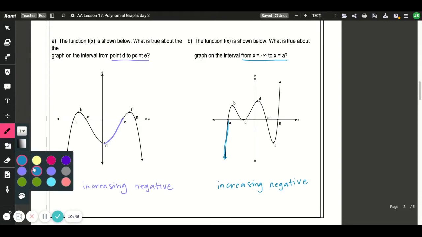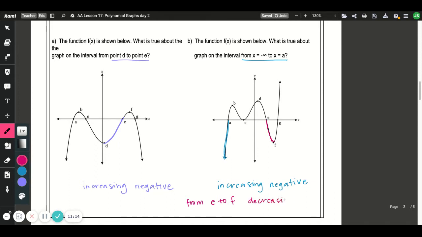Let's pick another one so that we can do a different one. What about, I don't know, should we do E to F? How about E to F? So here's E and here's F. I'm going left to right. What am I doing? I'm going down. So I'm decreasing. And I am below the x-axis. I'm below the surface. So negative.